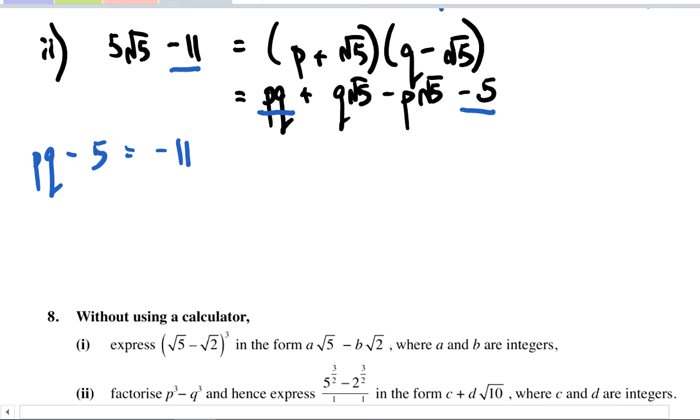However, notice this one is a surd. These are the terms with surds. So I compare those terms with surds as well. I ignore the square root 5. I will have Q minus P is equal to 5. And this is what Mingxue meant by simultaneous equation.